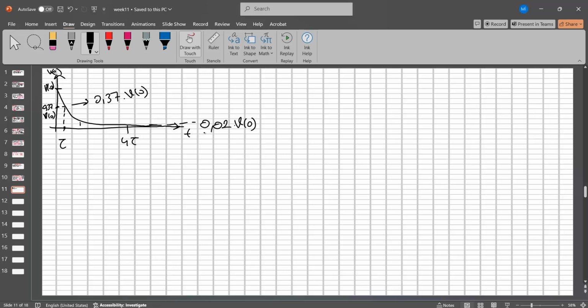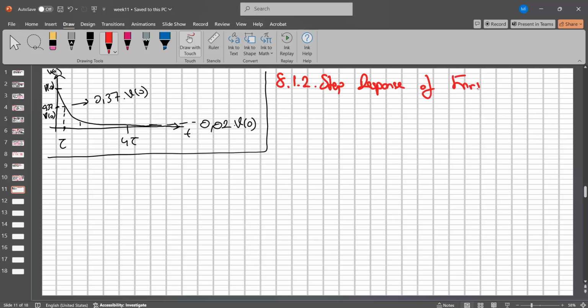So, now we can continue with this information. We need to put the headings here. 7.1.2 is the step response of first order system. It's our topic.